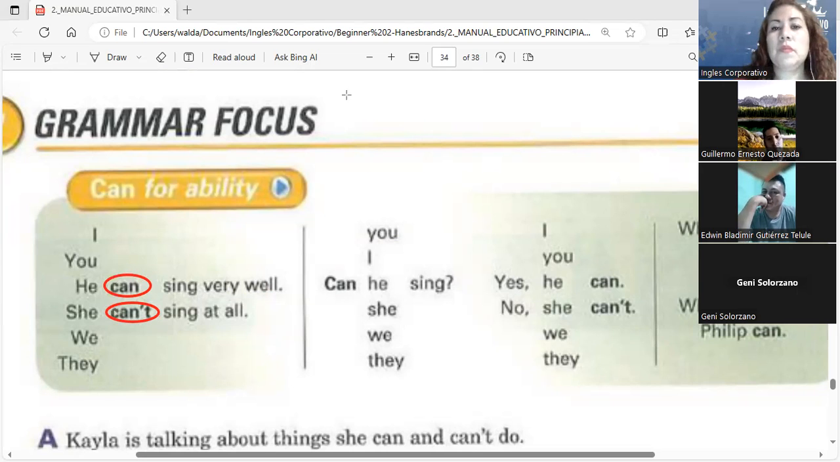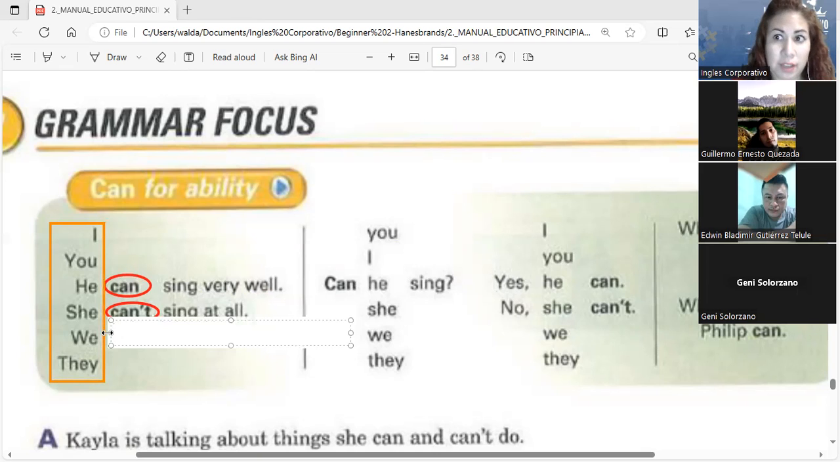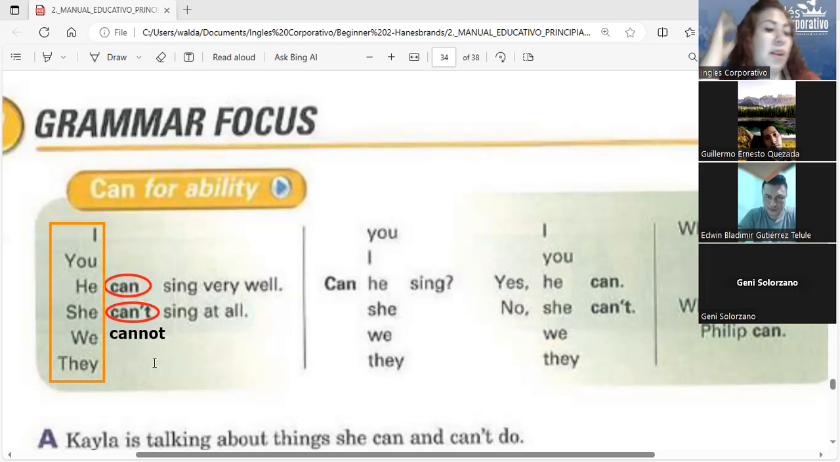So, the first thing you're going to do is use a subject: I, you, he, she, we, they. Then we use the word can or can't. Can for ability, can't for no ability. Now, can't is a negative in the contracted form. The full form of can't is cannot. So you may also see it like this: I cannot, you cannot, he cannot, they cannot.